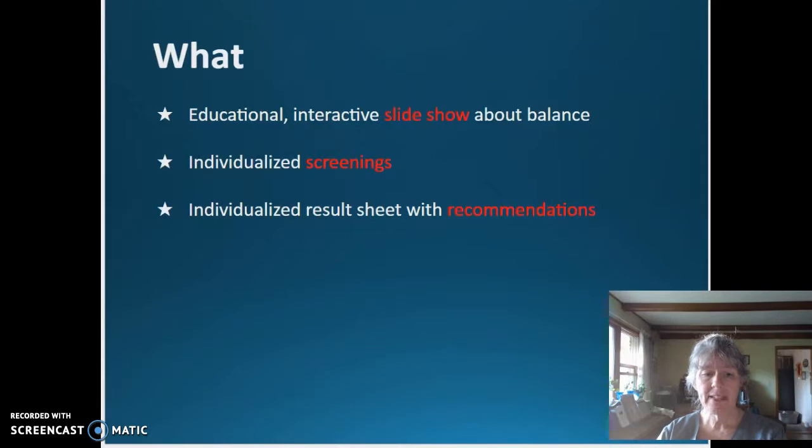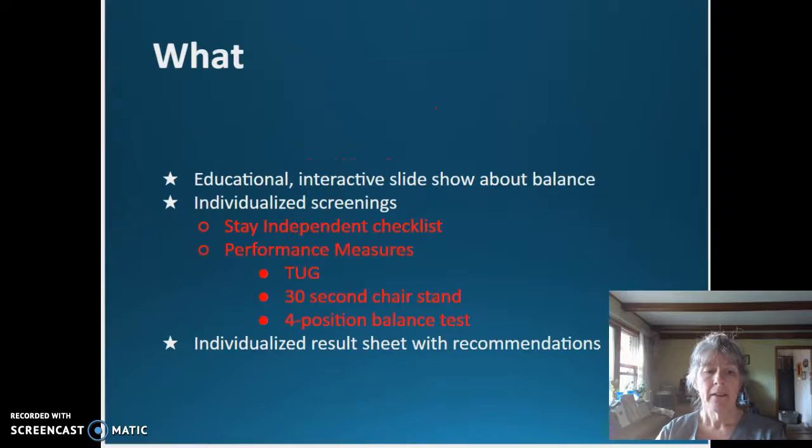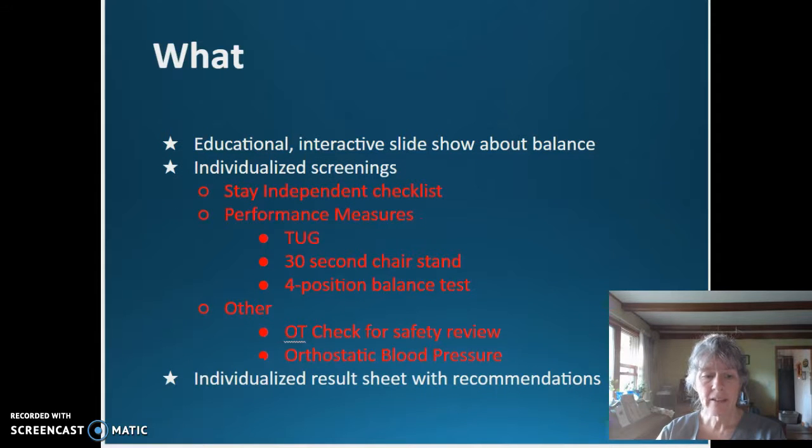The basic recipe for a Stay Steady event is a slideshow, screenings, and recommendations. The screenings have two fundamental parts: the Stay Steady checklist, a self-assessment checklist, and the performance measures as listed here. This year, there are some sites where OTs will join in the effort to review environmental risk factors, and we're psyched about that. At any site, if there's a professional available to do orthostatic blood pressure measurements, that can be another element to the screenings. After an individual is screened, they get a result sheet to bring to their primary care physician, along with recommendations based on their category of risk.